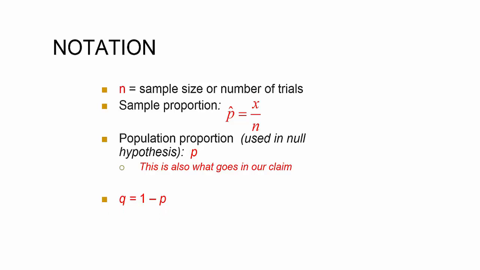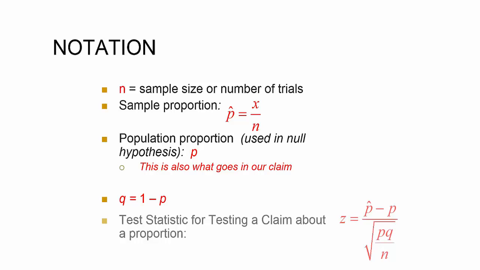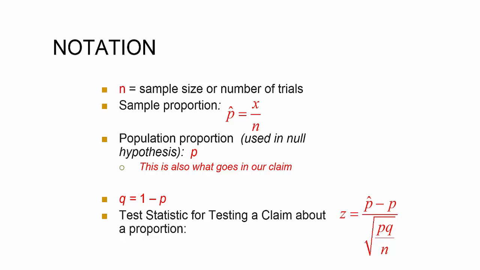Q is the complement of p. To solve for q, we subtract the claim from 1. The formula that we will be using in our hypothesis test involves solving for a test statistic. The test statistic is denoted as z, and it equals p hat minus p divided by the square root of p times q divided by n.